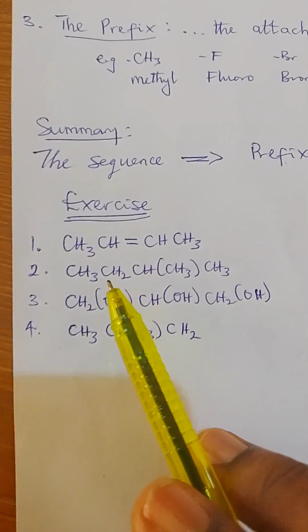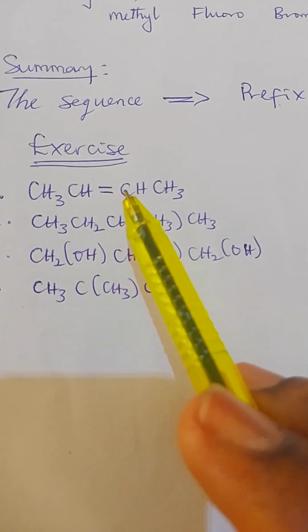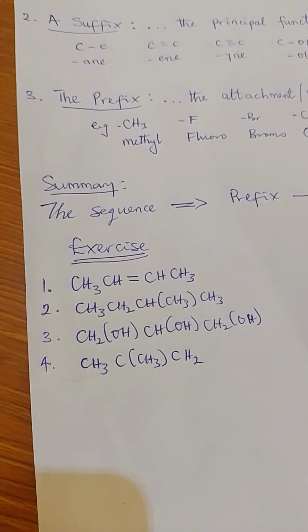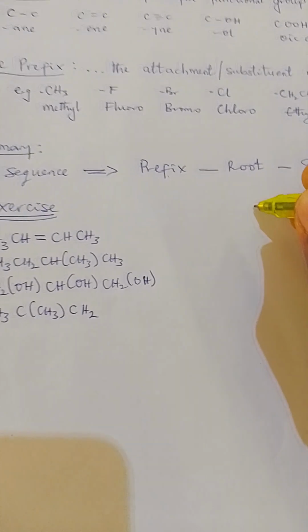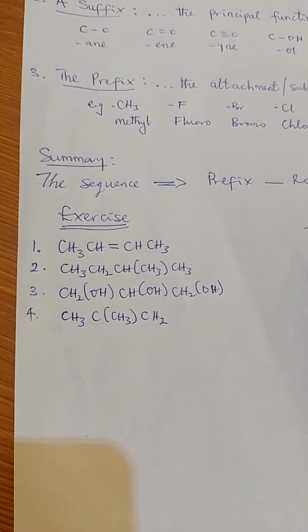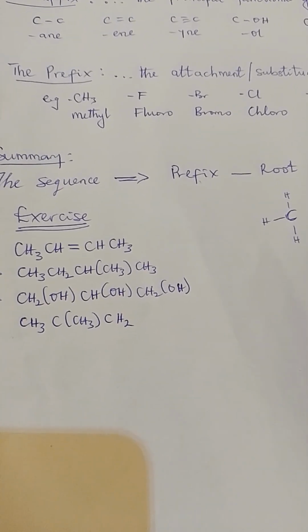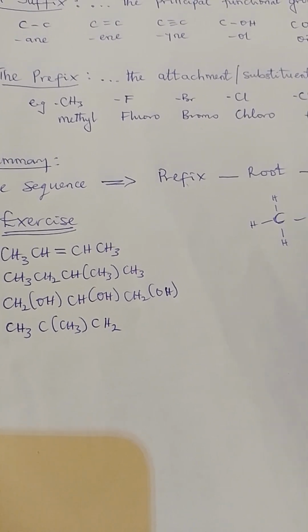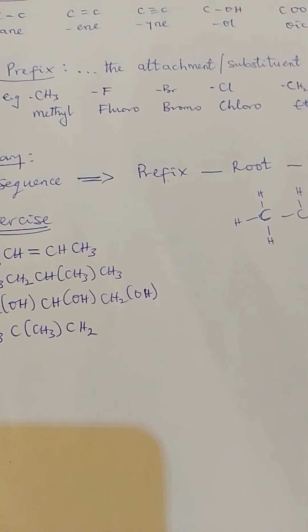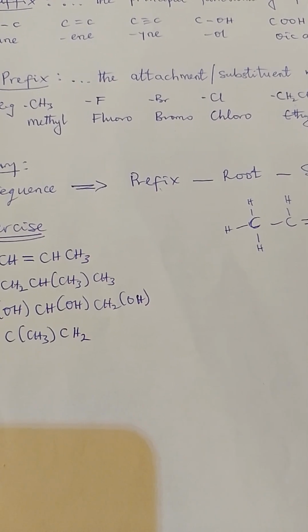Okay, let's go. These are some exercises. Look at this one now. We have CH3, CH2, CH2, CH3. If you want to name this, let me try to break it down. The CH3 shows that there are three hydrogen atoms attached to that carbon atom. Then the other one is CH, which has one hydrogen atom, and of course there is presence of double bonds. Then we'll have another CH, then we'll have another CH3.